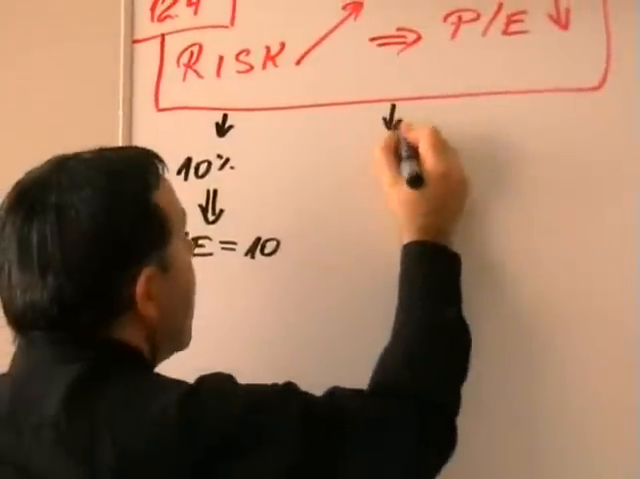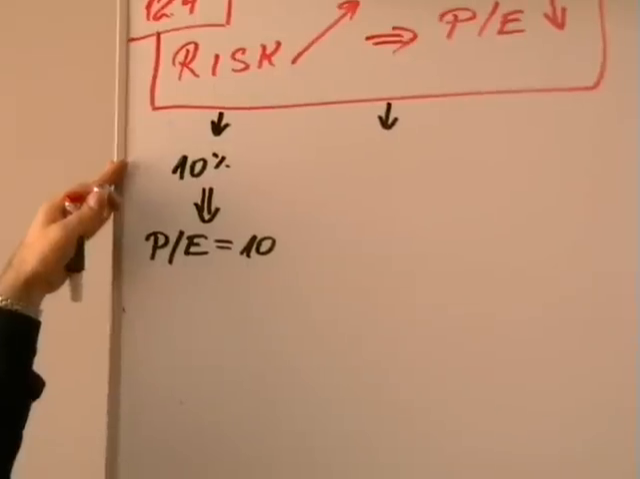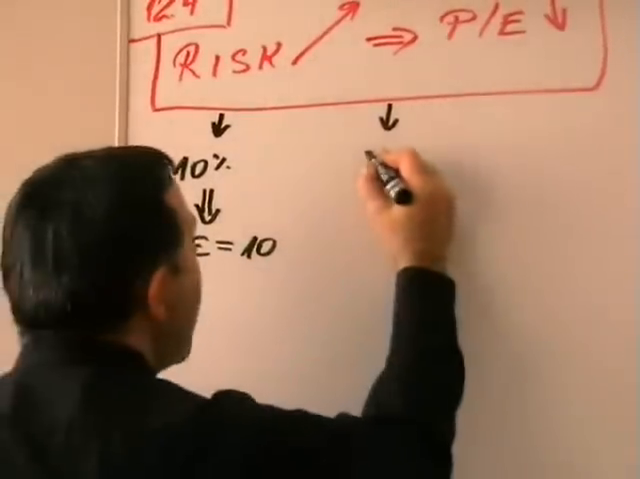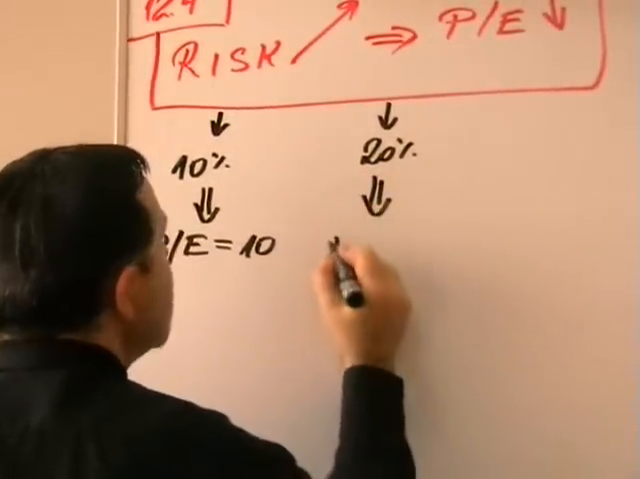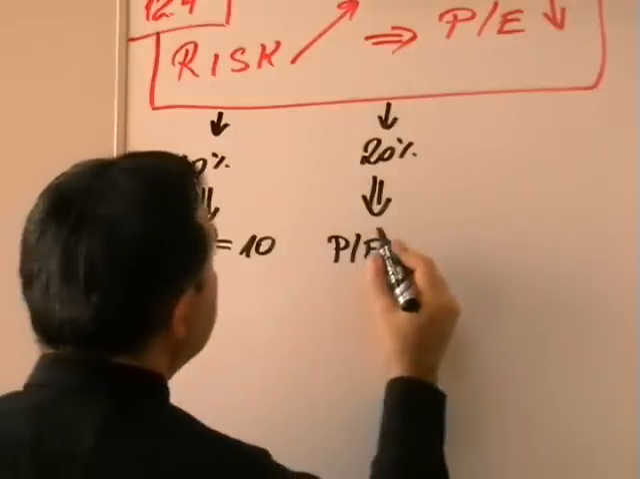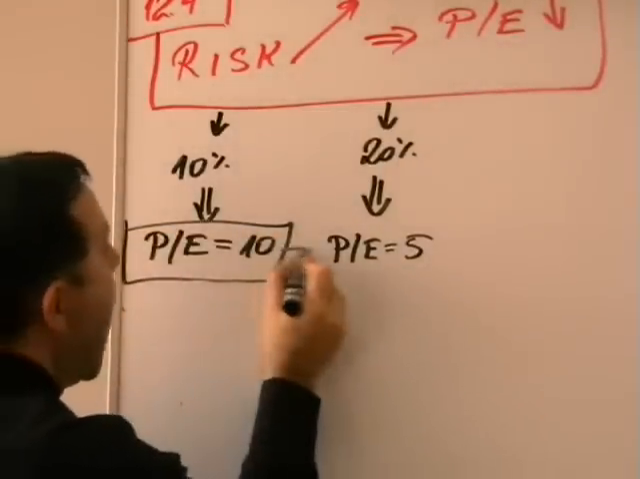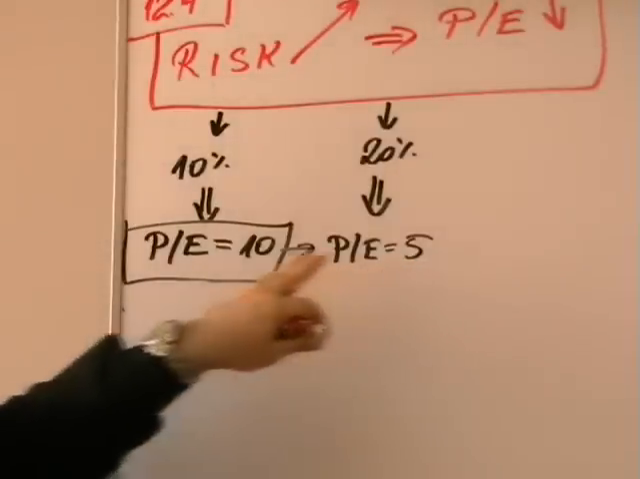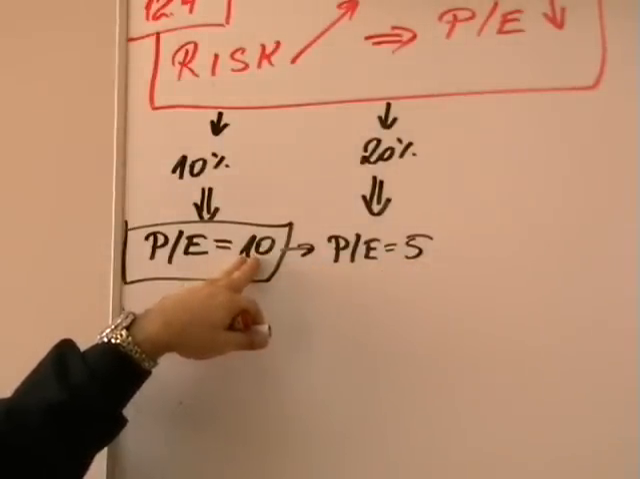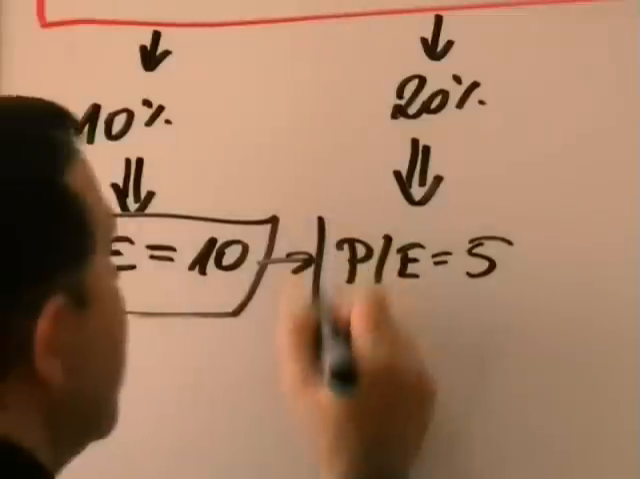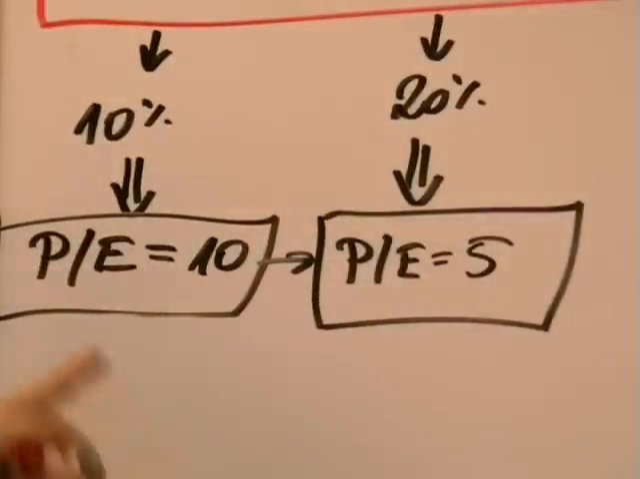Well, what happens if the stock is significantly more risky? Well, you're going to be requiring, let's say, 20. If you're requiring 20%, this implies that the price earnings ratio will be 5. All right, so now you see how high risk requires a lower price earnings ratio. All right, now let's explain it in a different way. So this is the result. Well, what's the intuition behind it? The intuition behind it is this.